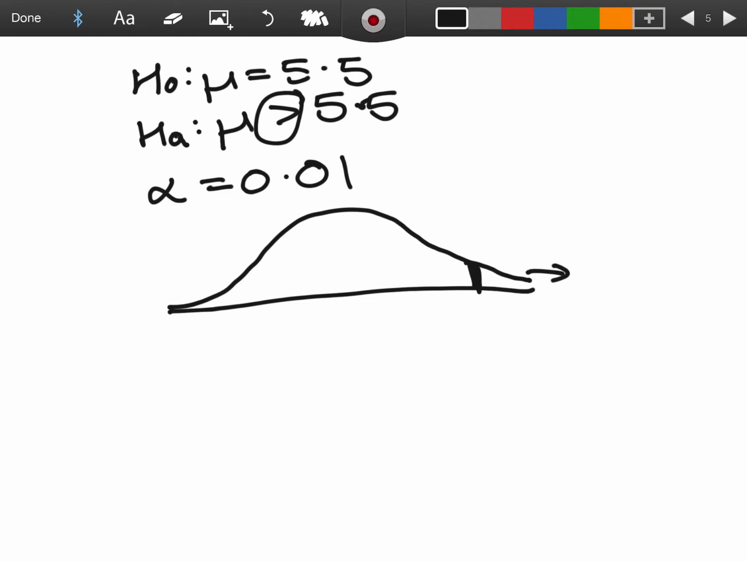Your tail is going to be at the right because you've got a greater than. And your significance level of 0.01 will all be in that one tail. So it means that your area under here is 0.01. Your area here is 0.99 for a total of 1. And then this would be your critical value. We'll call it T1. So again, you can figure out T1.